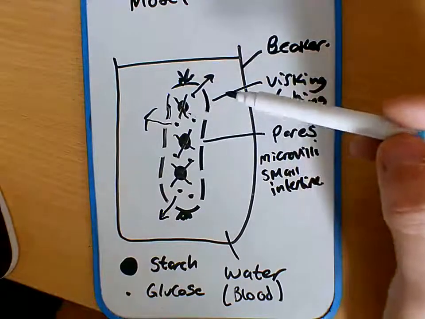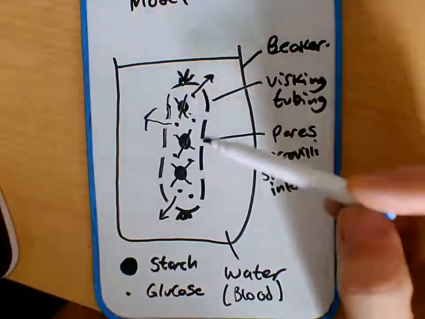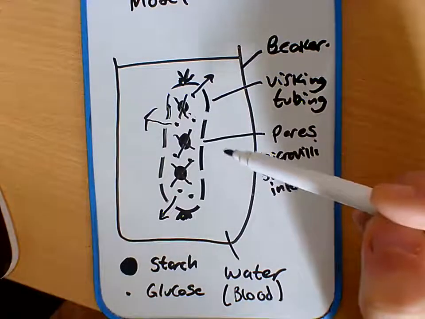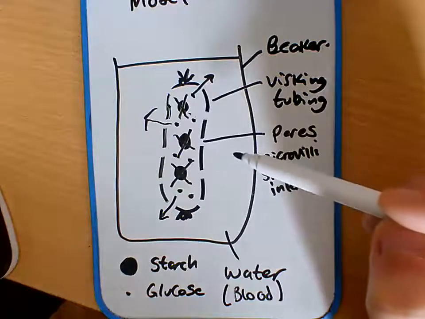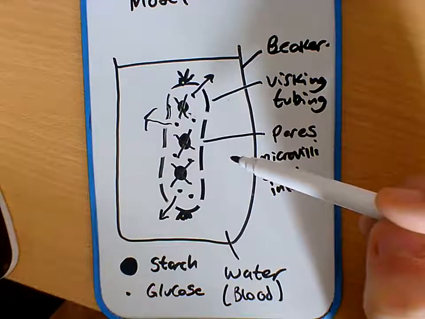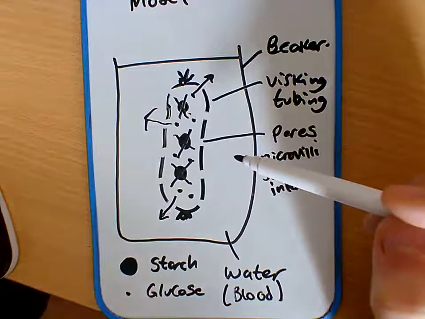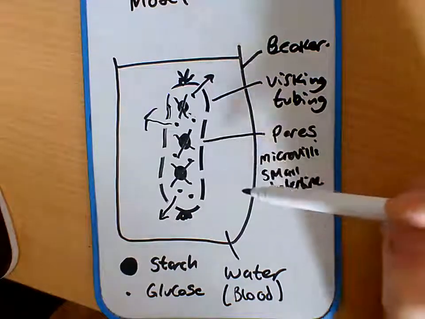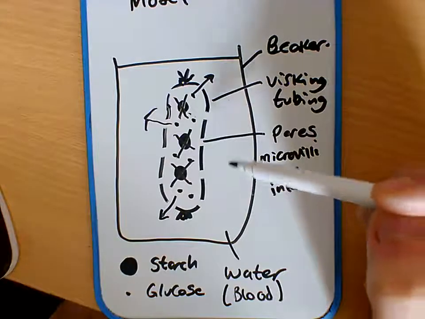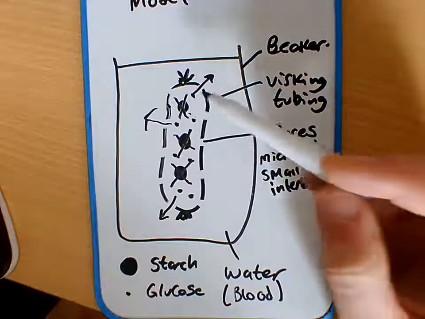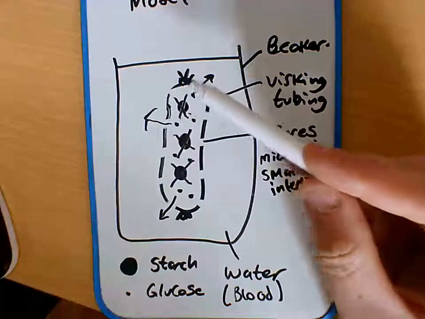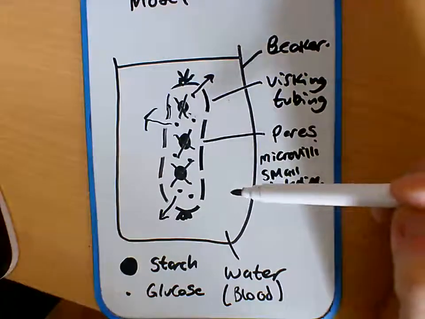Now what you can do to prove this is you can actually take a sample of the water after say 5 or 6 minutes, and you can test for the presence of starch using iodine. Now of course you won't find any starch in the water because it's too big, it can't get out the bag. If you do find any starch in the water, it's probably because there's a little leak somewhere in the bag. There's a rip, or you haven't sealed the ends properly.